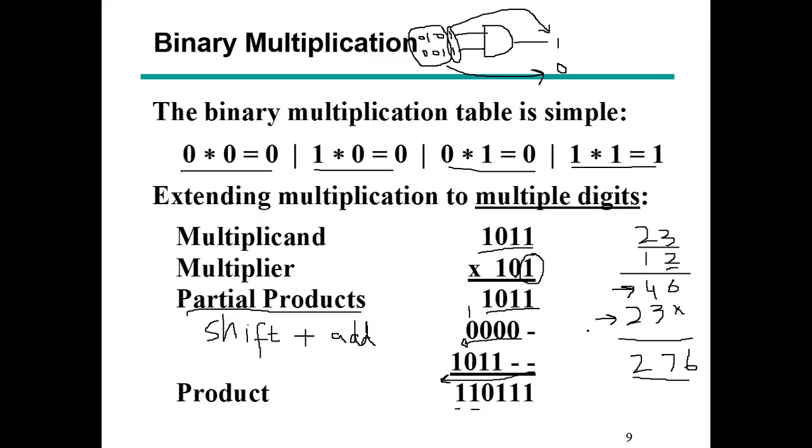You can verify if it is correct or not. Now this is 1011, this is 11 in decimal, and this is 5. So the answer in decimal is 55.